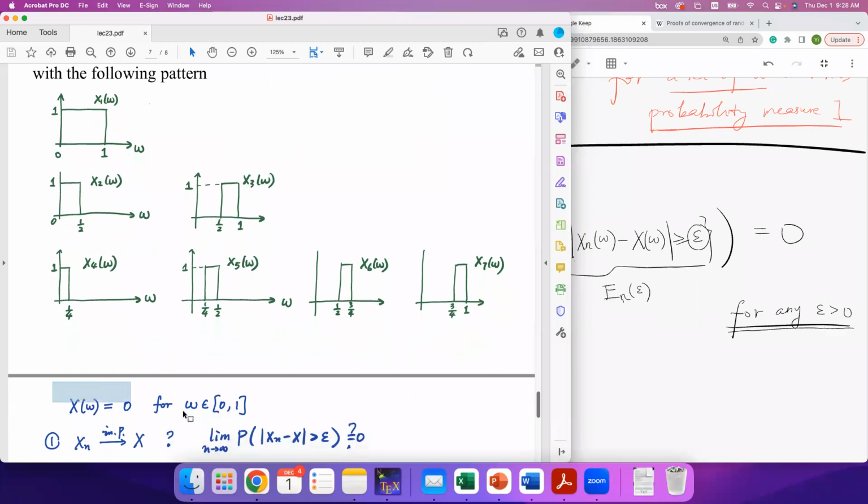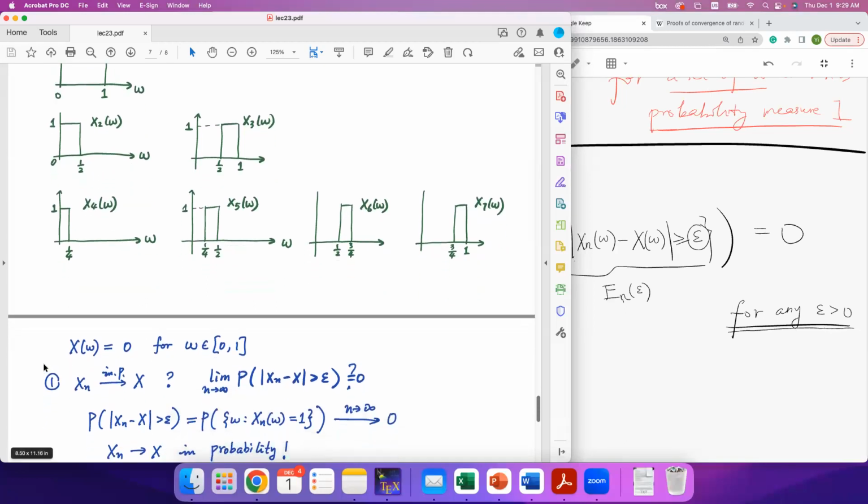So this is our target function. Well, it is basically a 0. This random variable has 0 realization for all the omegas, for all the outcomes. Now the question is, for this sequence of random variables and for this target random variable, does this sequence of random variables converge to this target random variable? Now, if so, in what sense? Is it converging almost surely or converging in probability? This is what we're going to figure out by following the definitions.